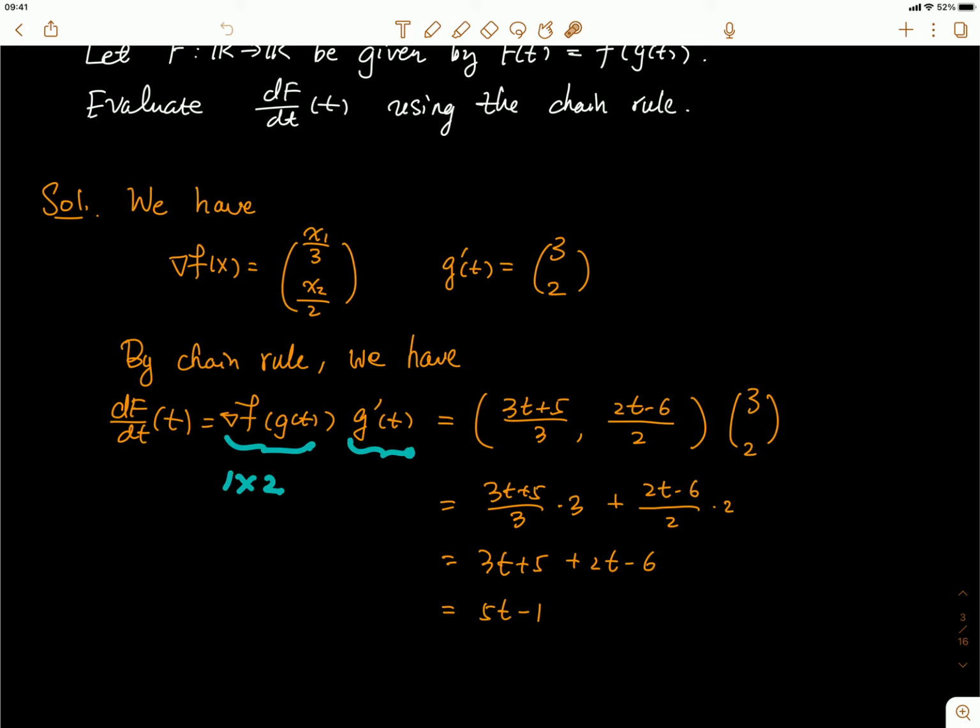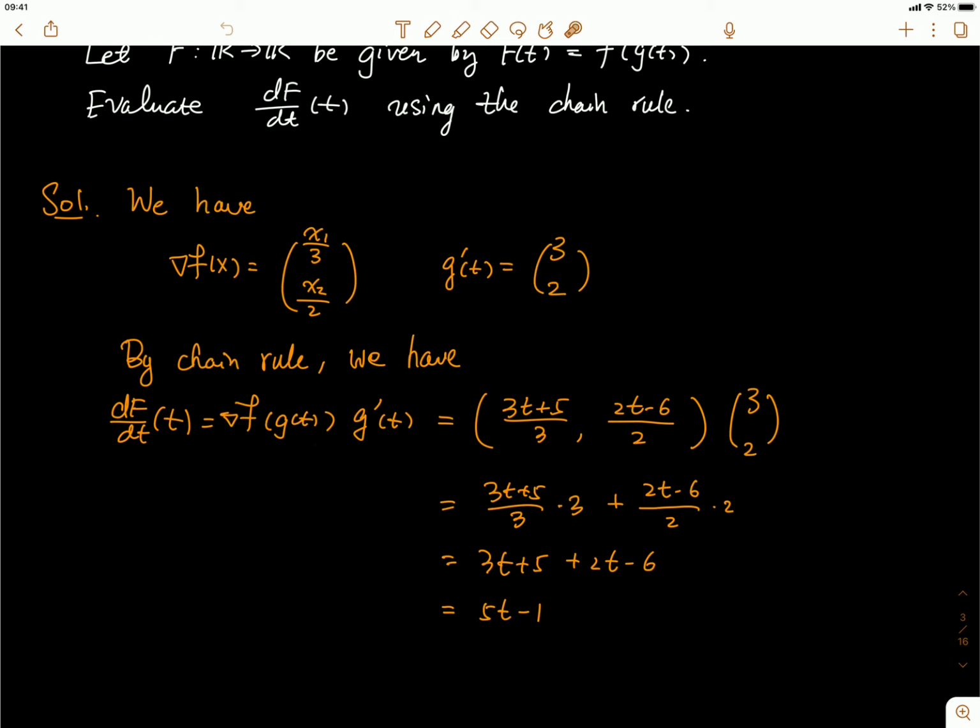g is a mapping from R to R2, so its derivative will be a matrix of size 2 by 1. As I said, there are matrices, but they are actually just vectors: a row vector times a column vector, both of dimension 2 in this case. Now the question is, what are these two vectors?